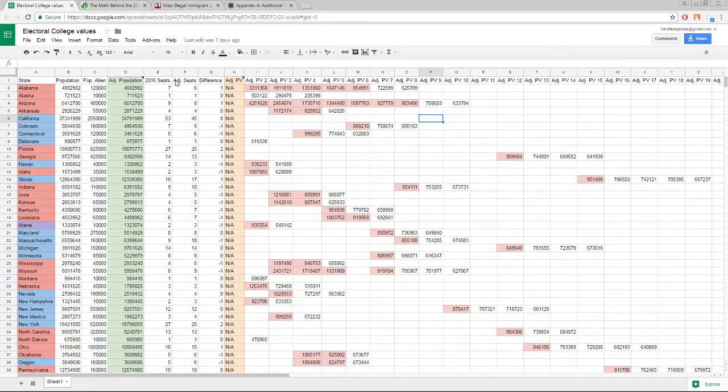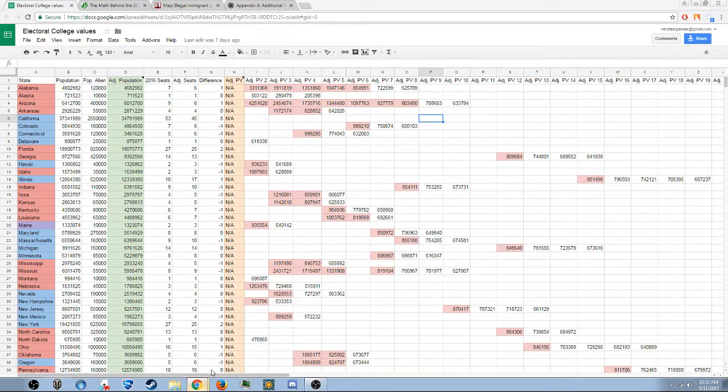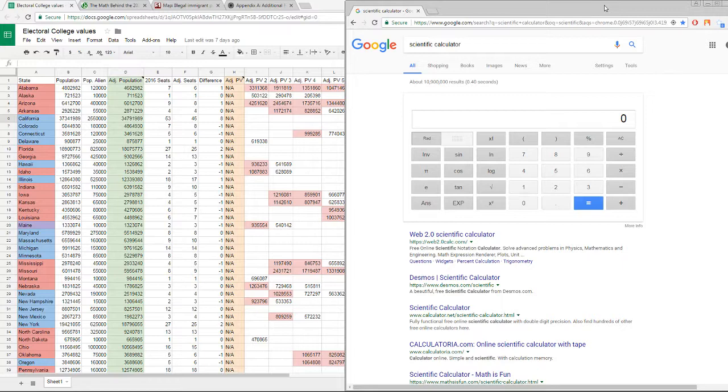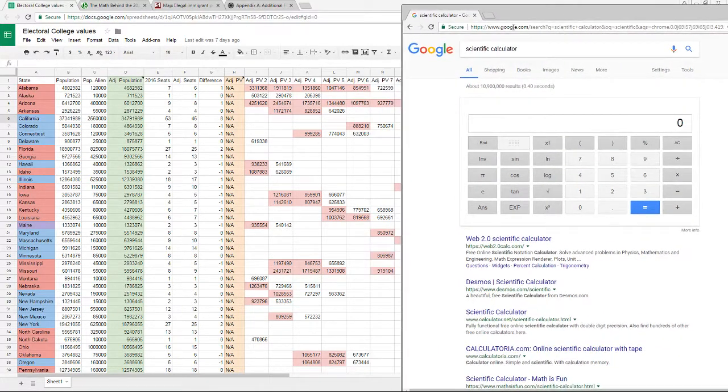So, and then we're going to look at the differences that calculate out. I'm going to bring up my calculator here. And you'll see that, like I said, to remind you, the formula is population, and now we're doing adjusted population, divided by the square root of the seat number times the seat number minus 1.